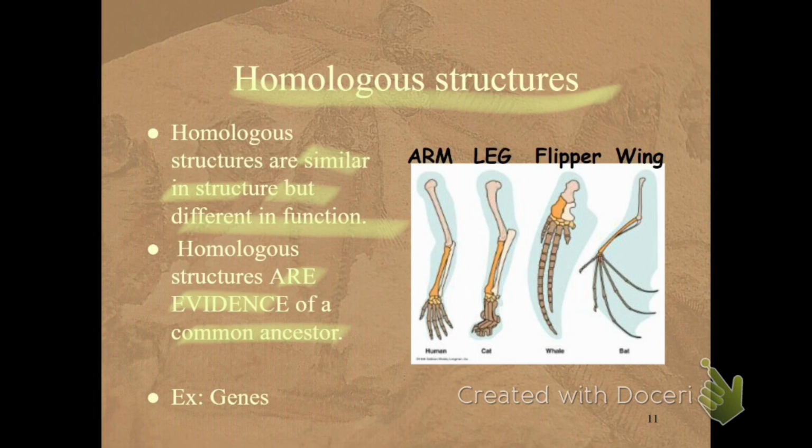So here we have 4 structures. They kind of look to be shaped the same, but they all do very different things. So I have a human arm, I have a cat leg, I have a whale flipper, and a bat wing. So does a human arm serve the same function as a bat wing? Sure does, if you believe in it. If only we believed we could fly, right?